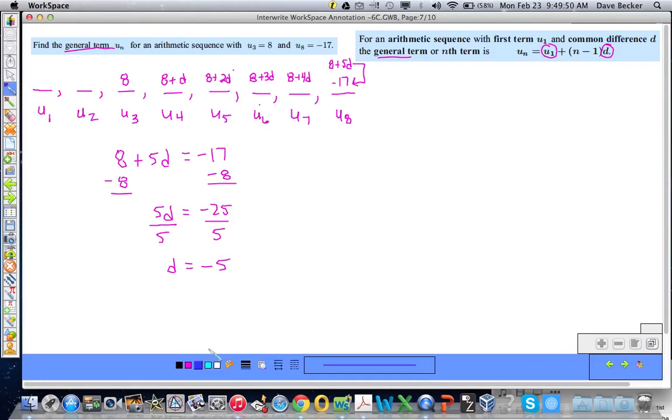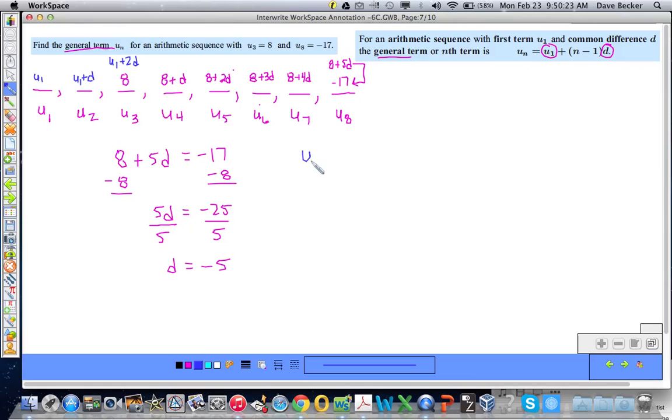Okay. So now let's go back here. Let's say that this is u sub 1. Well, it is u sub 1. By the same reasoning, u sub 1 plus d is equivalent to u sub 2. In other words, I would take the first term and add the common difference to get the second term. And then u sub 3 would be u sub 1 plus 2d, to get from here to here.